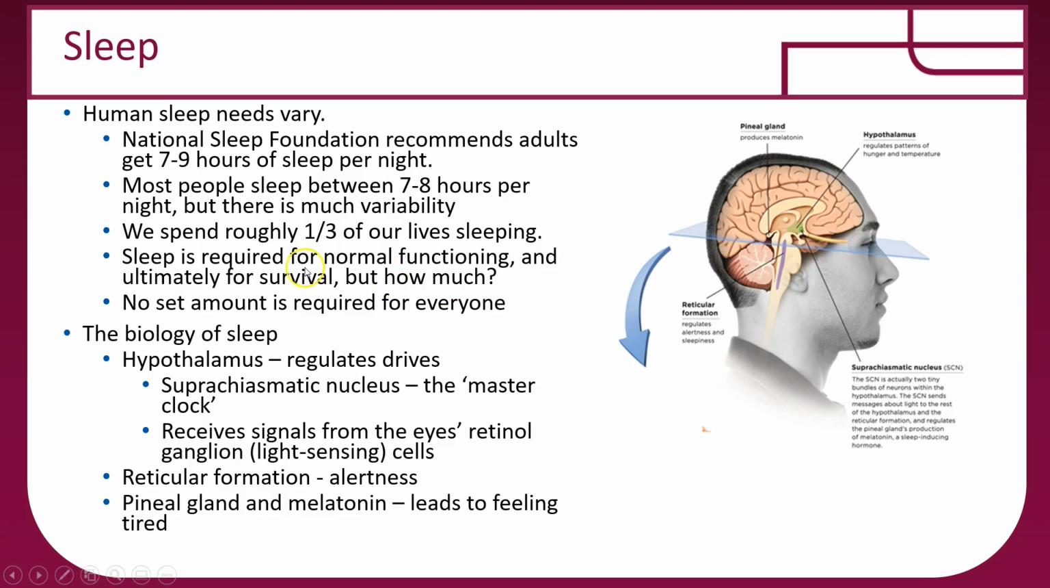Humans' need for sleep varies. We all need sleep, but how much sleep we need varies. It's recommended we get between 7 and 9 hours of sleep per night. Most people sleep about 7 to 8 hours a night, but there's a lot of variability.